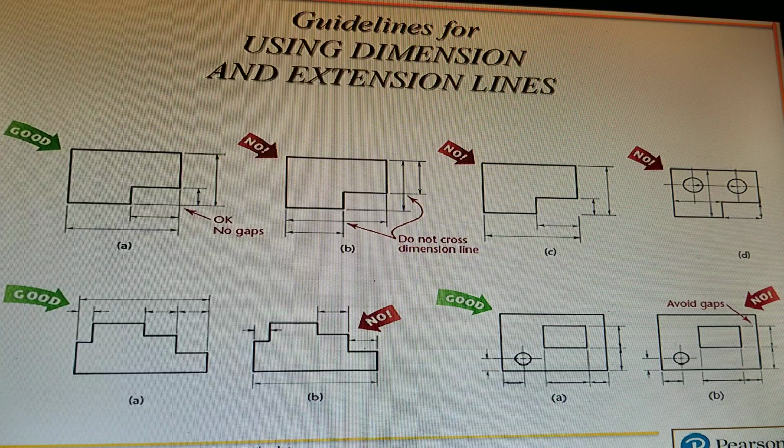And the biggest no-no of all is the upper right one, D, where, 1, you don't have any extension lines, and 2, you've got dimensions on the inside of the part. No, that's bad. That's confusing. It'll confuse the reader. So don't do that.